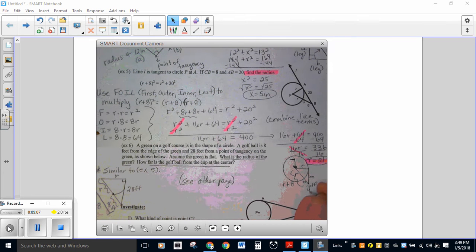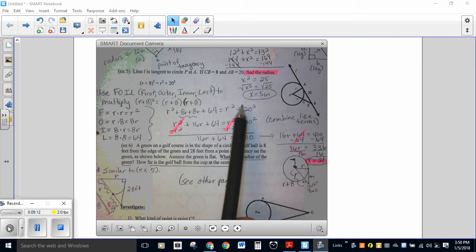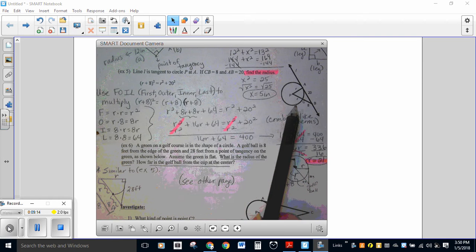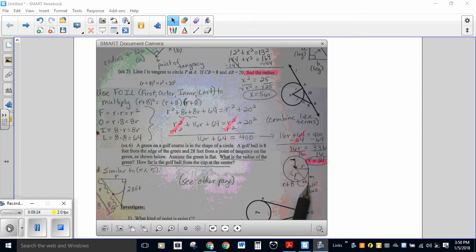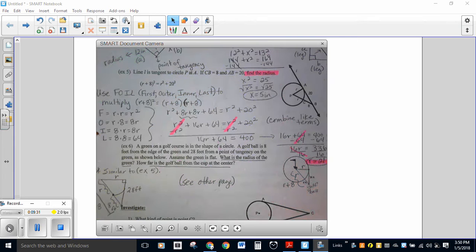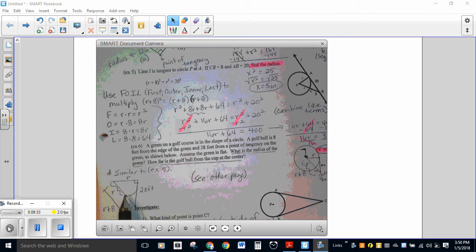Well, just like in the previous problem where they gave this part right here, using segment addition postulate, we can add the r and the 8 and get r plus 8. So we know how far it is from point P to point B. Same thing here. To find out how far it is from the cup to the golf ball, we have to add the r and the 8, so we get r plus 8 on that as well, which is what I'm showing right here. We have to add it, and that's the segment addition postulate.